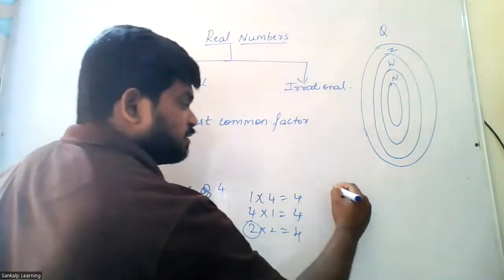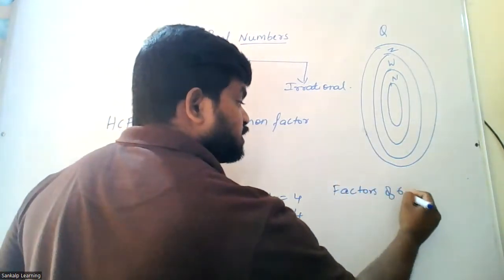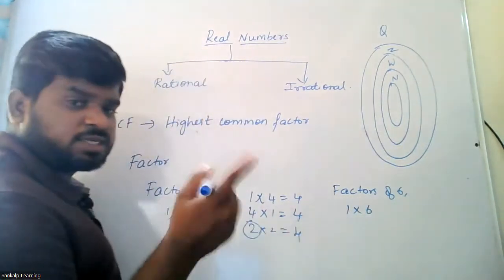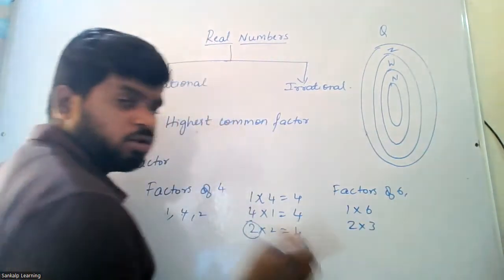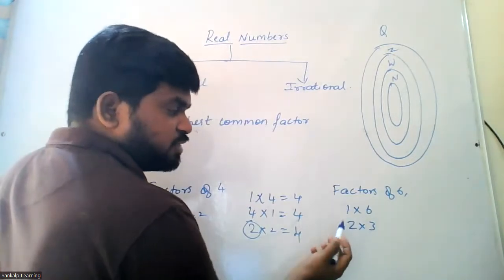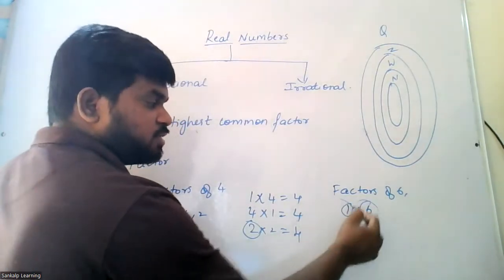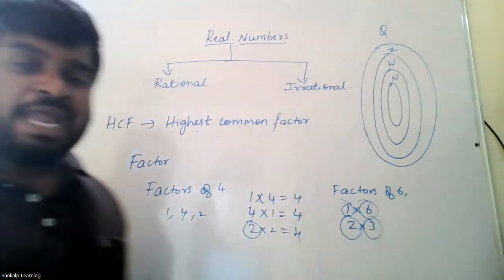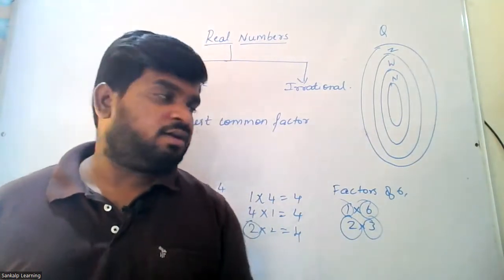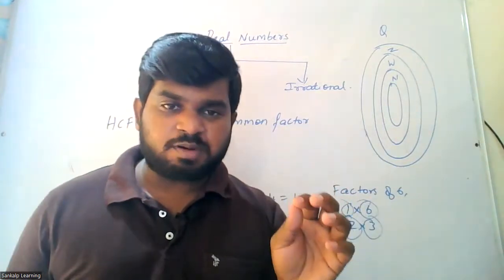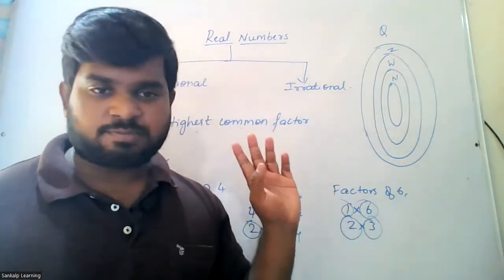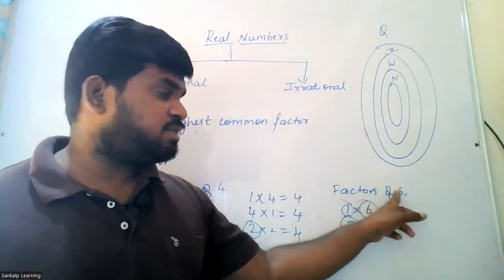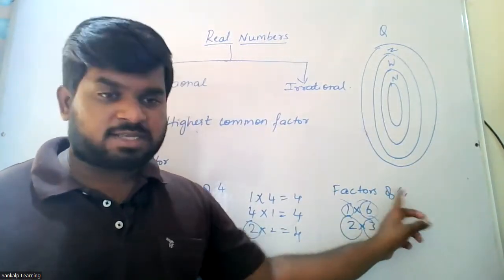Let's take factors of 6. If I want to get 6, which are the numbers that I have to multiply? 1 into 6 or 6 into 1. Then 2 into 3 or 3 into 2. Both are one and the same. Which are the numbers that I've used here? I have taken 1, 6, 2, 3. So the factors of 6 are 1, 2, 3, 6. In another word, I can also tell you that factors of 6 are nothing but those numbers which will exactly divide 6. Which are those numbers that divide 6? 1 divides 6. 1 will divide all the numbers. 6 divides itself. 2 divides 6. 3 divides 6.